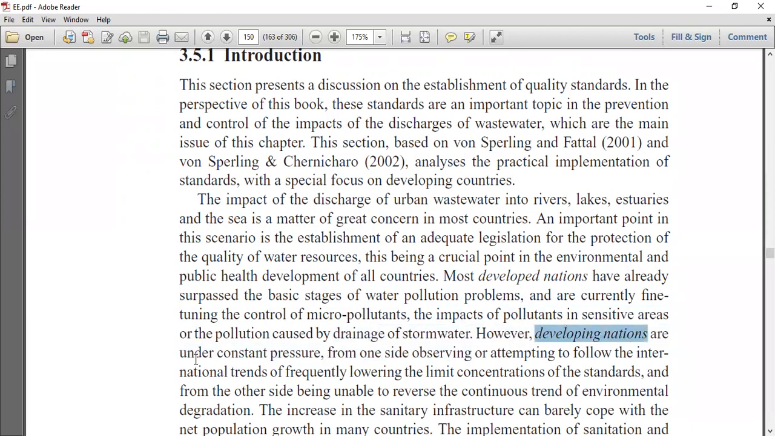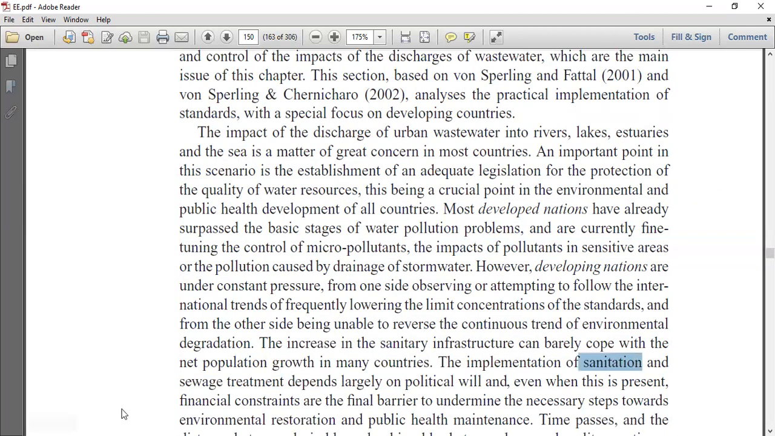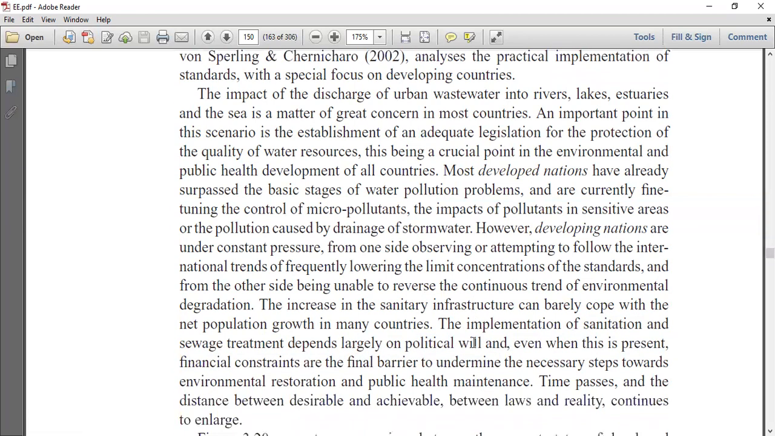However, developing nations are under constant pressure. On one side, they observe or attempt to follow the international trends of frequently lowering the limit concentration of the standard, and on the other side they are unable to reverse the continuous trend of environmental degradation. The increase in sanitary infrastructure can barely cope with the current population growth in many countries. The implementation of sanitation and sewage treatment depends largely on political will, and financial constraints are a final barrier that undermines the necessary steps toward environmental restoration and public health maintenance.